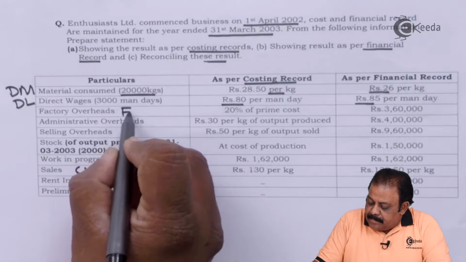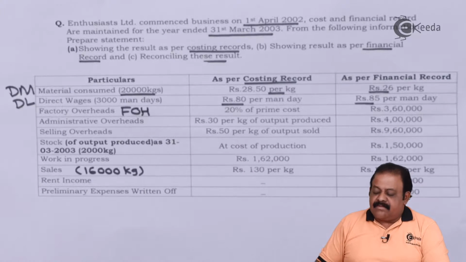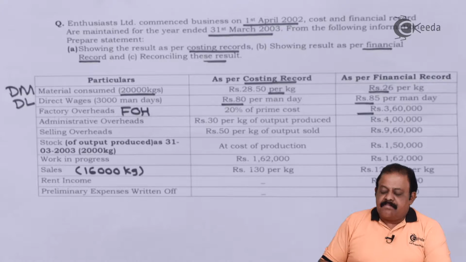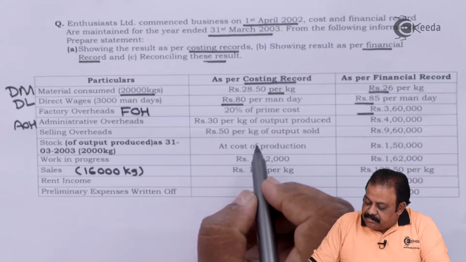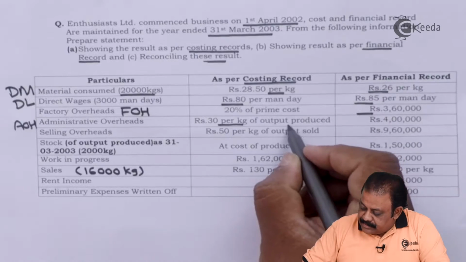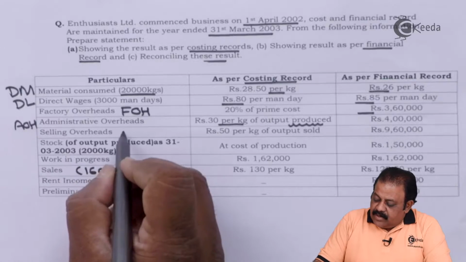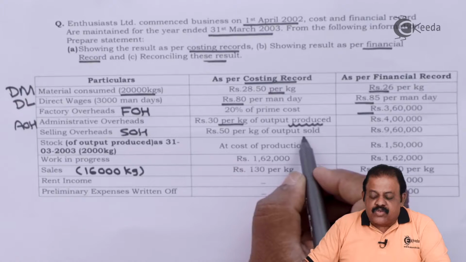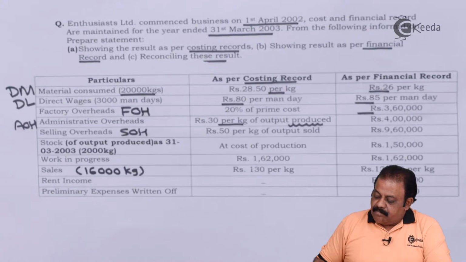Factory overheads. As per cost book, 20% of prime cost we are required to take. In financial book, actual amount paid is 3,60,000. Administration overheads. As per costing record, rupees 30 per kg of output produced. As per financial book, rupees 4 lakhs. Selling overheads, rupees 50 per kg of output sold. In case of financial book, amount is given rupees 9,60,000.